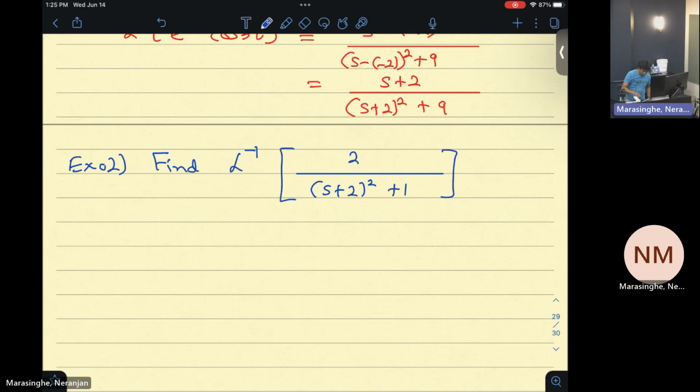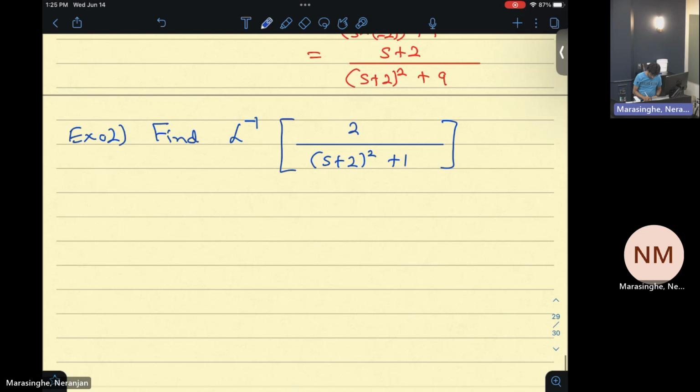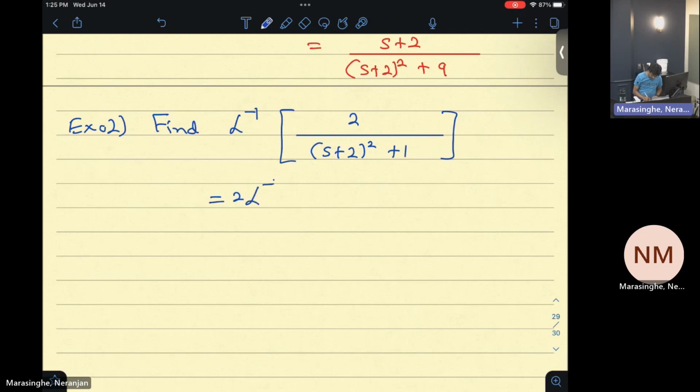How do you find this? First, apply linearity. So then you would get this is equal to 2 times inverse Laplace of 1 divided by s plus 2 square plus 1. Okay. This is kind of tricky because you have to connect the first translation theorem. Okay, right. You can see that s plus 2 to the power 2 is appearing. Okay, so our target is to find the inverse Laplace transform of this function.